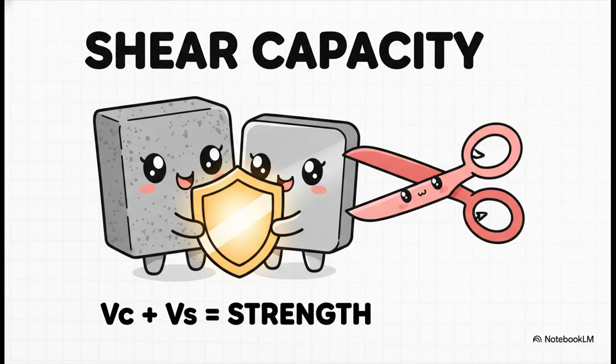First, the pure structural strength of the concrete itself, which we call VC. Second, the added strength of those #4 steel stirrups we carefully placed every 12 inches along the beam, called VS. Concrete alone is notoriously brittle against slicing. It's the steel stirrups that hold the whole shebang together.